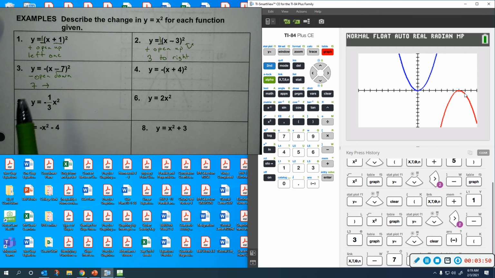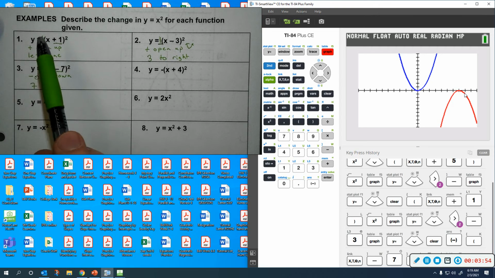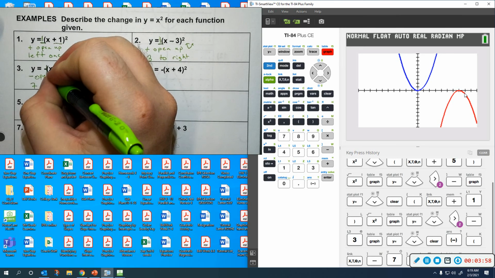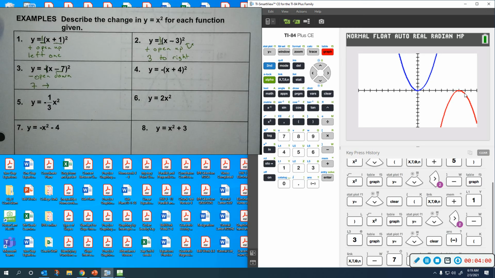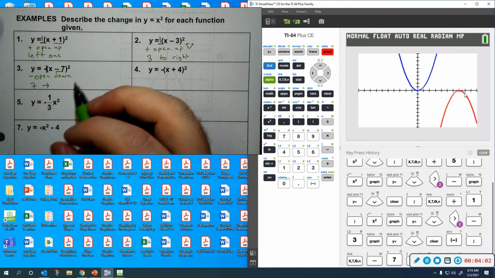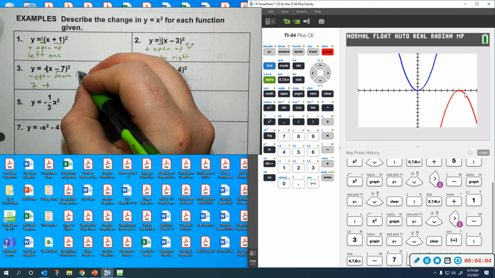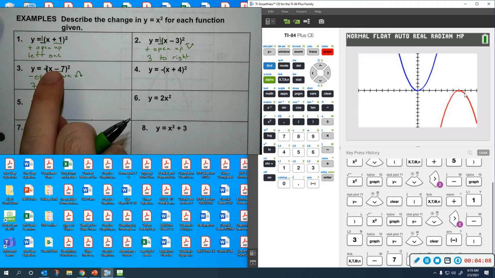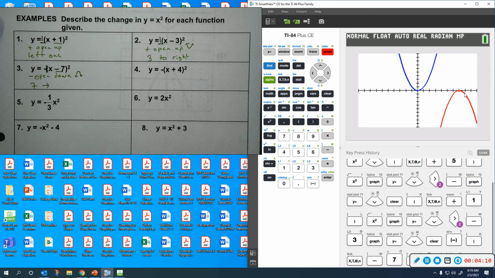So, pay attention to the sign in front of the parentheses, because this was sneaky 1, sneaky 1. This is a sneaky negative 1. So that sign is going to tell you if it's going to open up or down. So this one opened down, and it moves 7 to the right, because x lies. X always says the opposite.